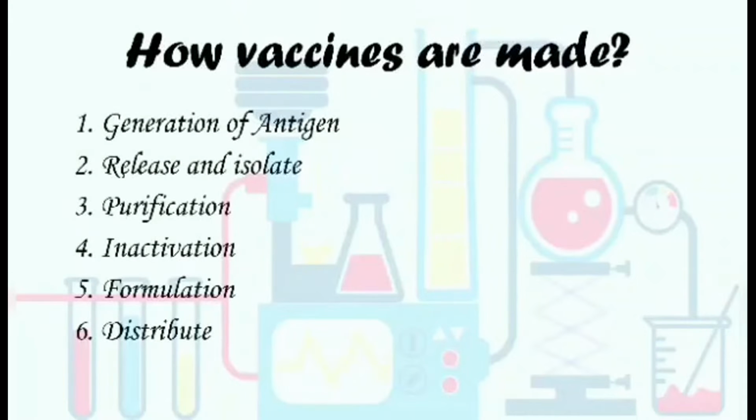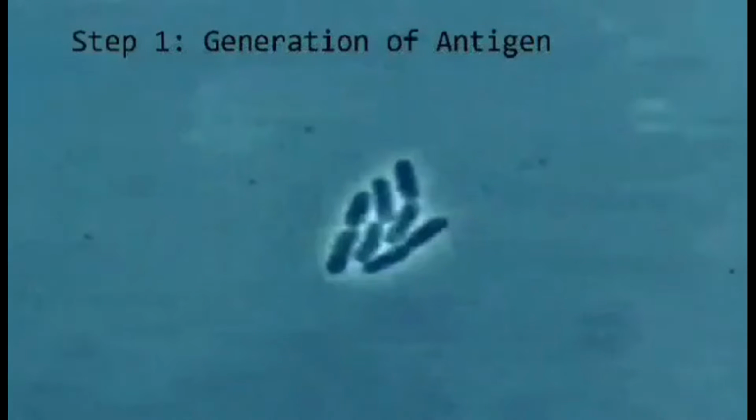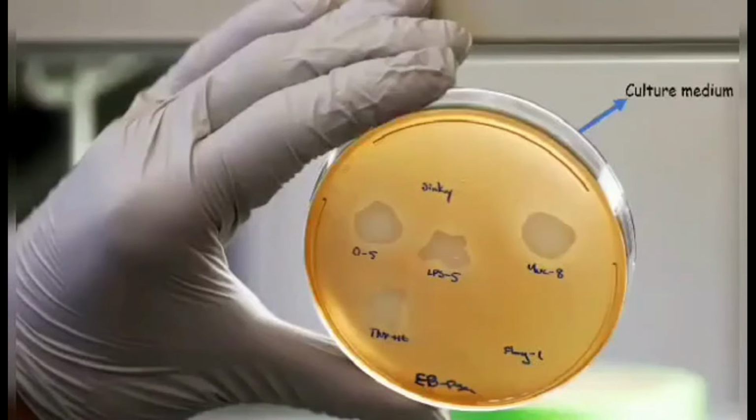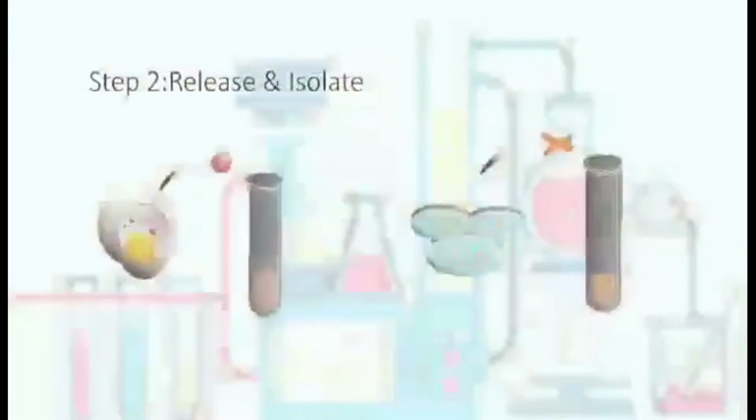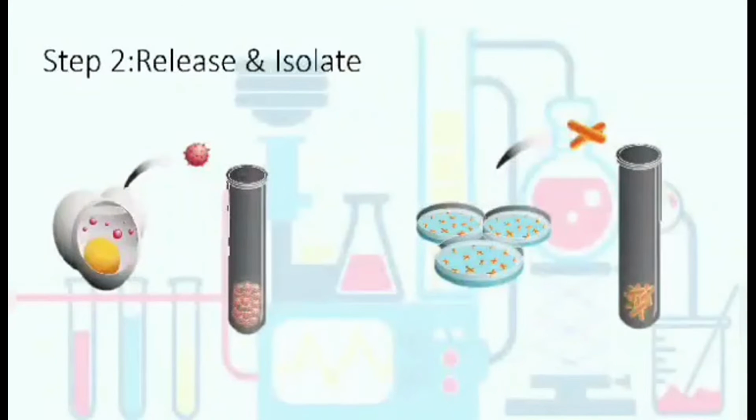The first step is the generation of antigen to stimulate an immune response. The place where the pathogens grow is called culture medium. The second step is to release antigen from the cells, followed by isolating it from the culture medium, since there is the presence of growth medium on the isolated antigen.